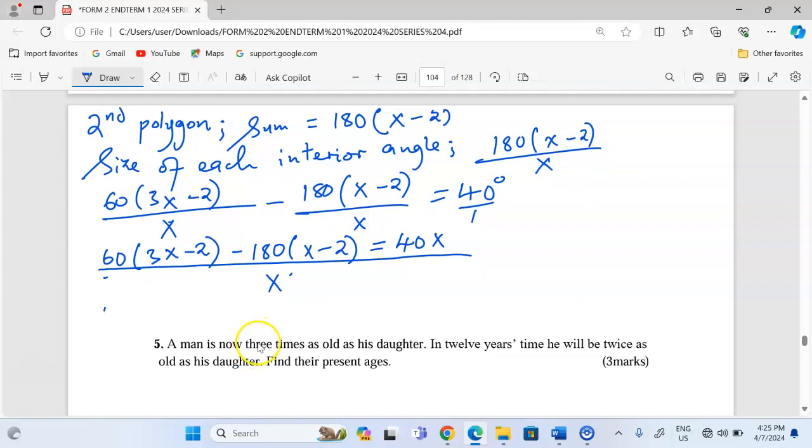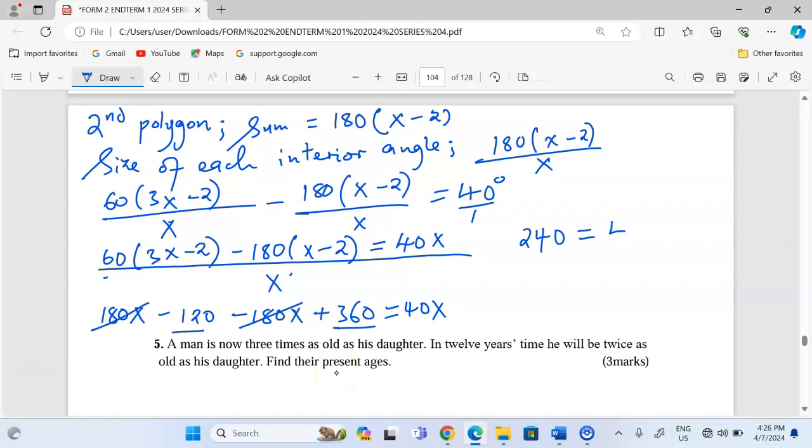This will be 180x minus 120, then minus 180x, plus 360, equivalent to 40x. So now we can group like terms together, whereby 180x minus 180x cancels. Then we have negative 120 plus 360, giving us 240. This is equivalent to 40x. So the value of x will be when we divide through by 40, and this is going to give us exactly 6. So the value of x is 6.